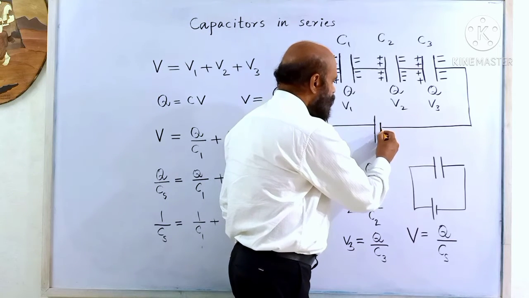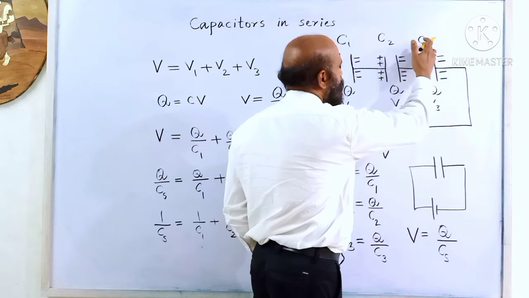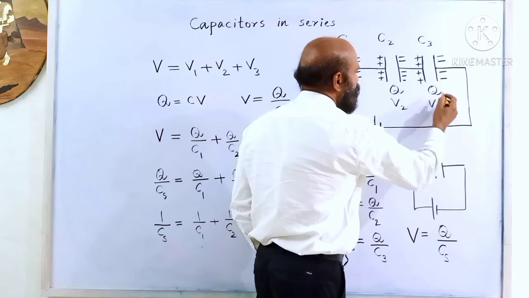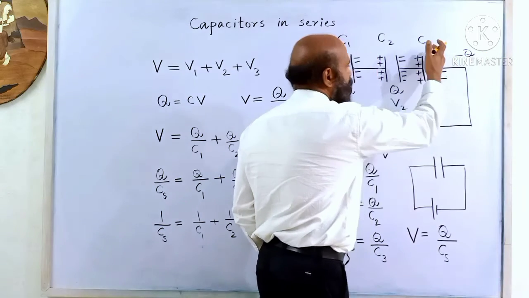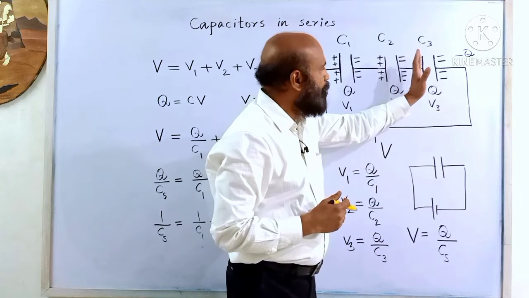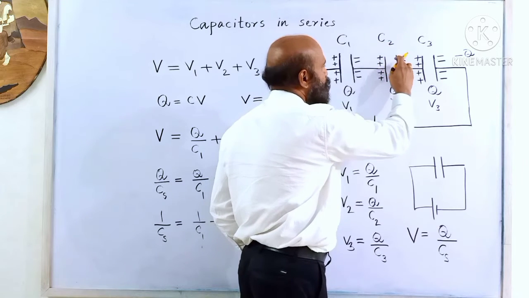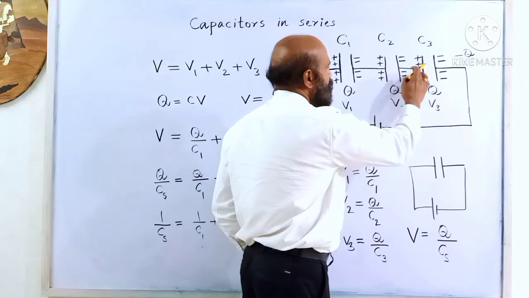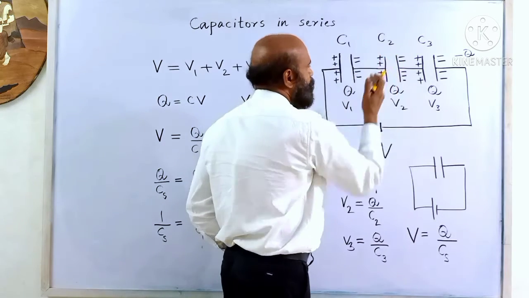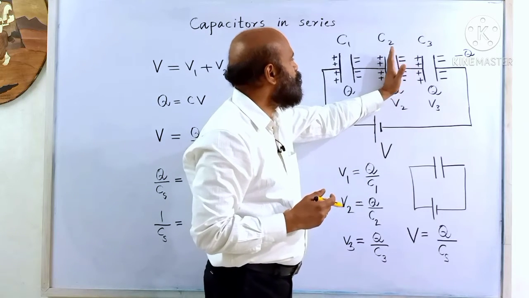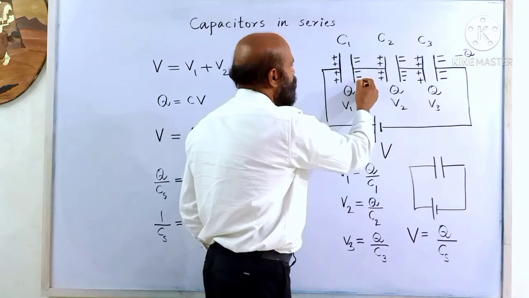From the negative terminal of the battery, electrons of charge minus Q will flow to the right plate of capacitor C3. So it will push an equal amount of electrons to the right plate of capacitor C2, so it will become negatively charged. Then in the same way, this will push the same negative charge to this plate. So this will become positive and this will become negative.